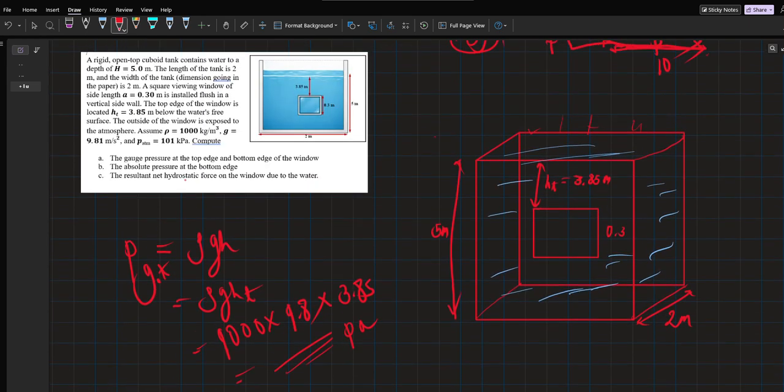Now, what about the bottom edge? From this diagram, you can get the height of the bottom edge as well. This is the bottom edge. So the top edge is 3.85. We'll just add this side, which is 0.3.